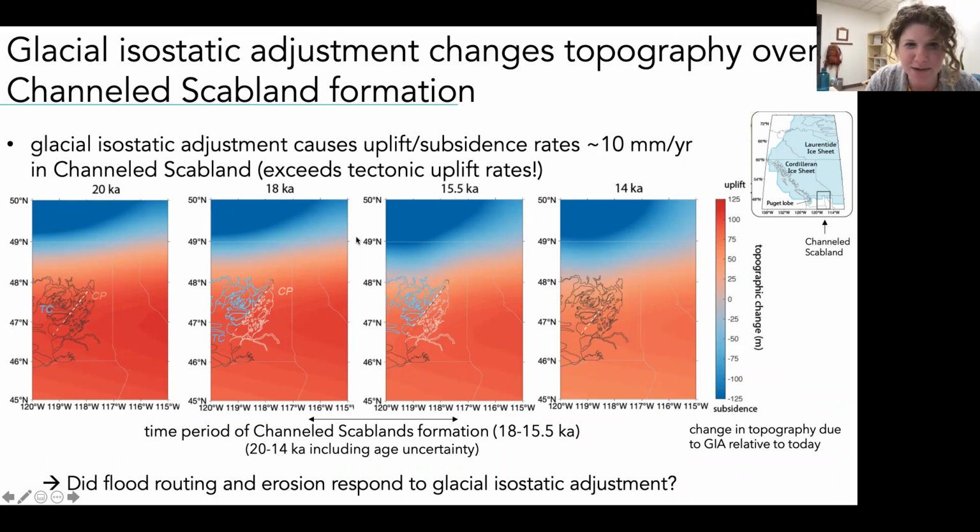What's happening here is that it's getting closer to isostatic equilibrium. The Cordilleran ice sheet reaches its maximum close to 18,000 years ago. As the ice sits there, the depression is adjusting. And so that's right, this is extending farther south. Thanks.